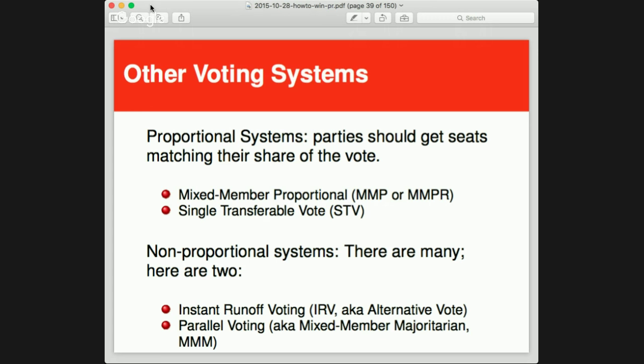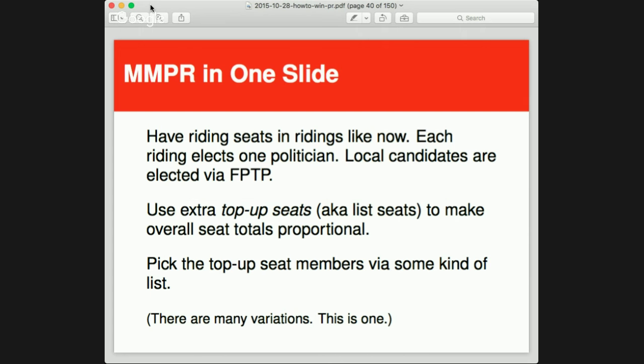There's also non-proportional systems. There's instant runoff voting, also called preferential voting, also called alternative vote. It's got a bunch of names, and that's a non-proportional system. And then there's also parallel voting, which is kind of like the evil version of mixed member proportional. Won't get into that very much at all, but that's also a thing that exists. So I'm going to talk about three voting systems, one slide each.